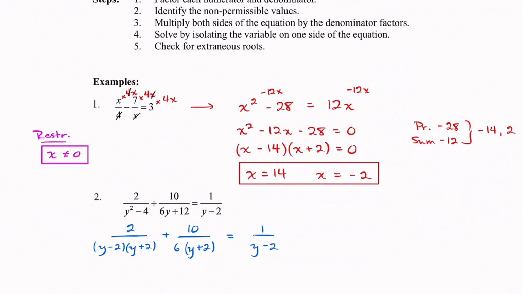So now that everything is factored, I'm going to do my restrictions over here on the left. So from this, I'm going to have y minus 2 cannot equal 0, so therefore y cannot equal a positive 2.